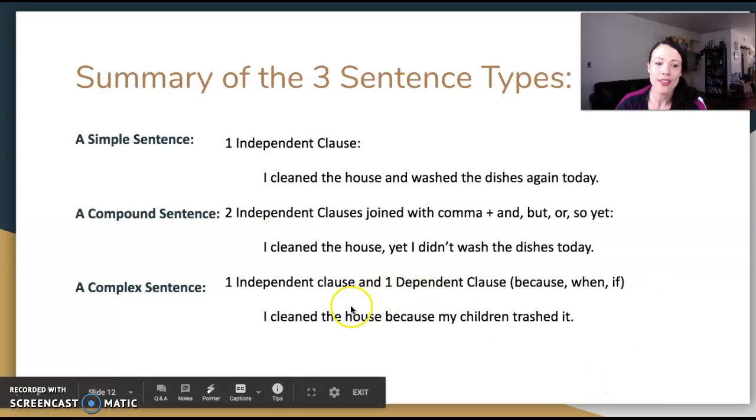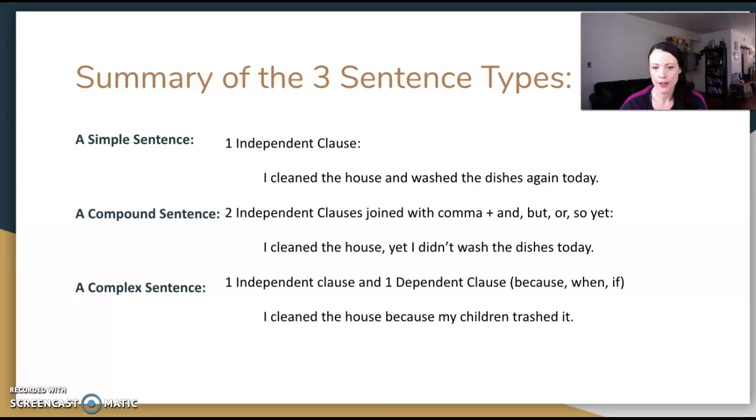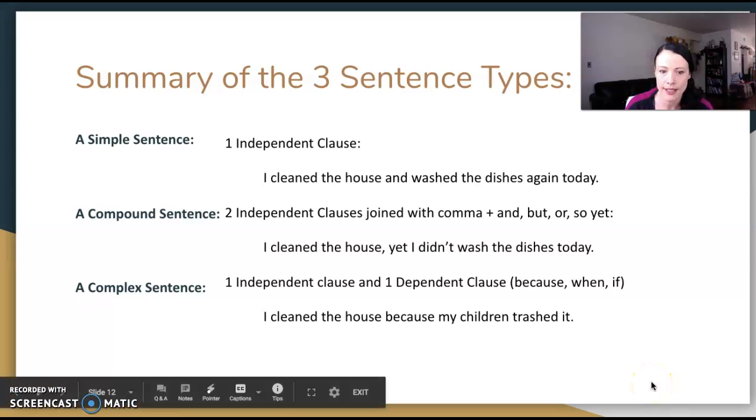Okay. So, in a complex sentence, you might have the independent clause first. I cleaned the house because my children trashed it. In that case, we do not have a comma. My other choice is to put the sentence in the other order and put my dependent clause first. Because my children trashed the house, I cleaned it. In this case, we put a comma because the dependent clause is first, and we want to see very clearly, here is my main subject.